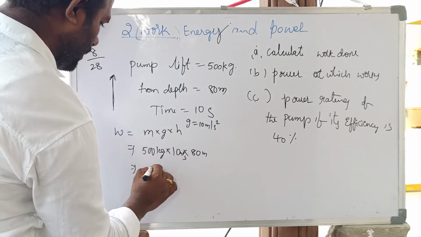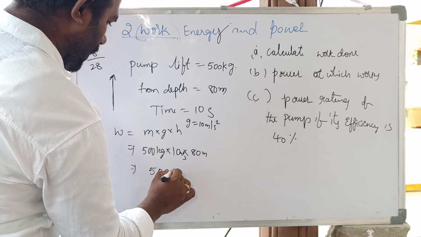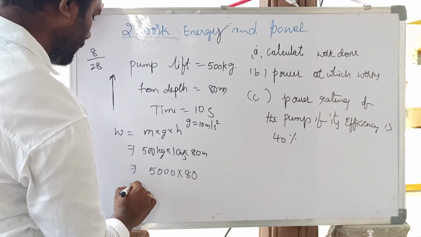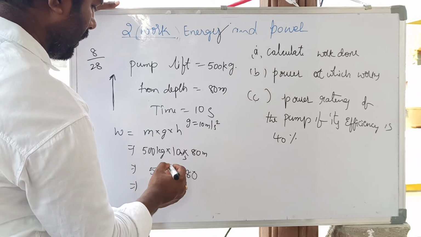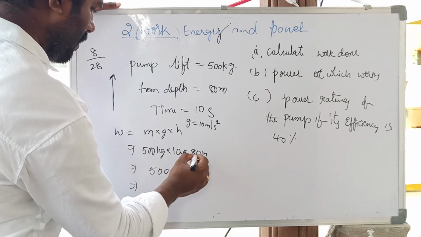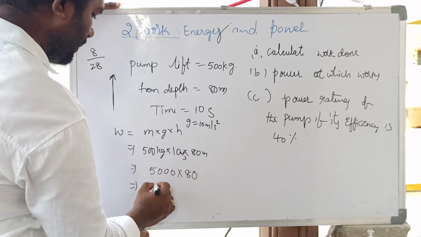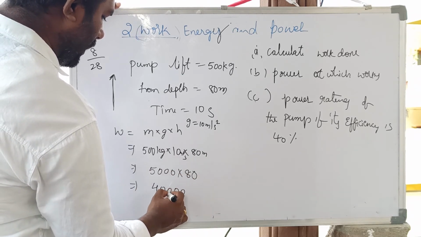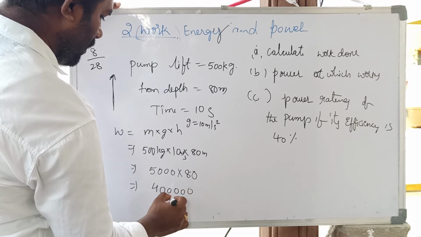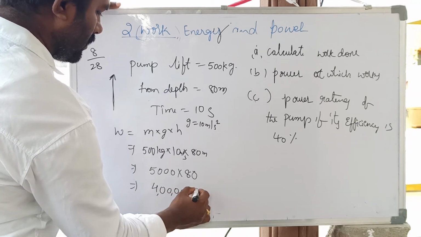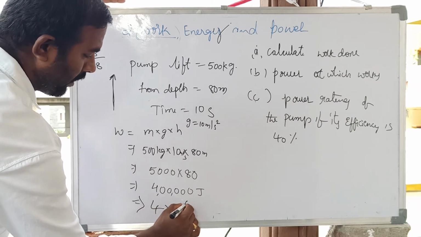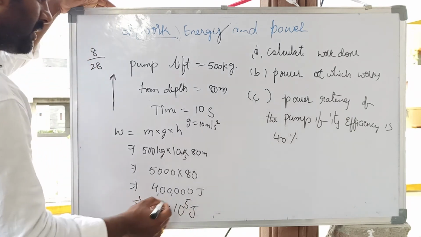So total m g h: 500 into 10 into 80. Okay, 8 5s are 40. Total 400,000 will come. So joules. This can be written as 4 into 10 to the power of 5 joules. This is about the work.